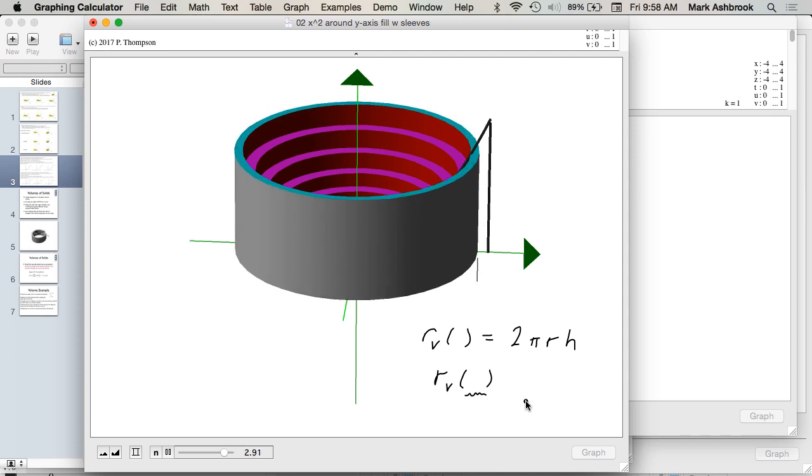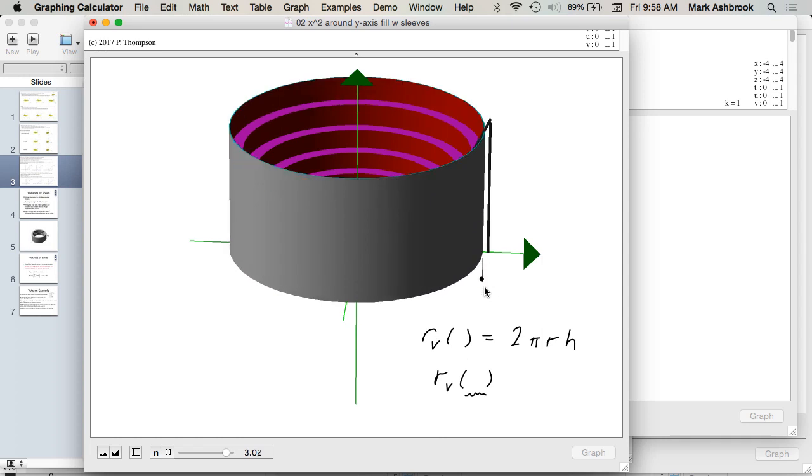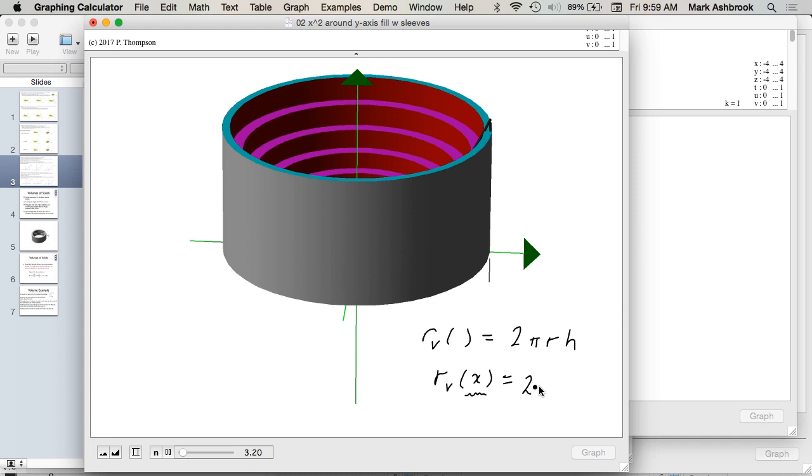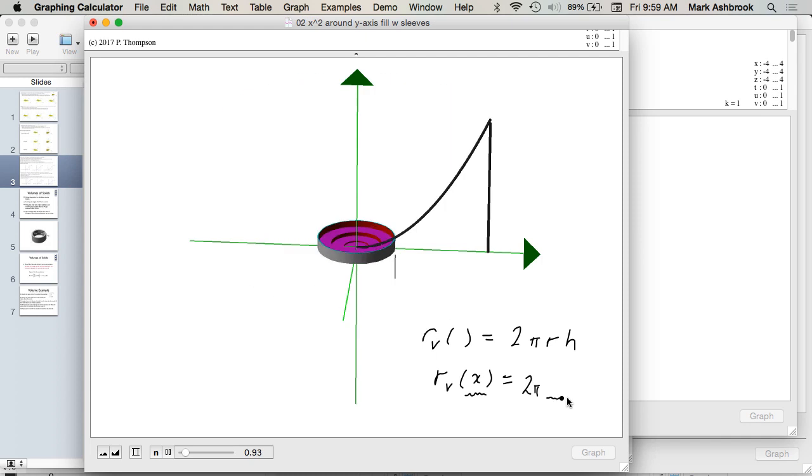X. X is increasing, right? And I'm showing you x increasing right there. This is the current value of x right here. So we want in terms of x. That means we need to get the radius in terms of x, r. So we do 2 pi. We need to get what the radius is in terms of x and the height in terms of x. Okay? What is the radius in terms of x?